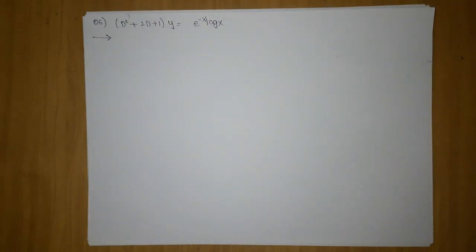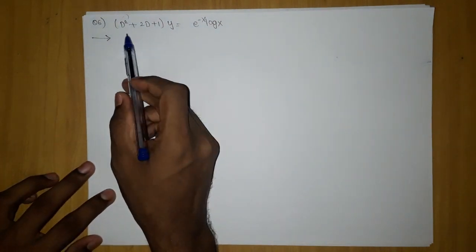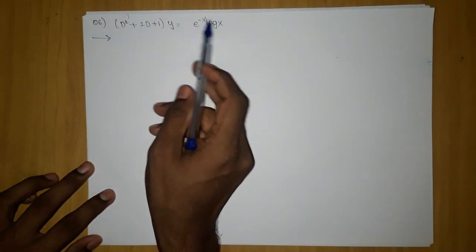The question is as follows: (D square plus 2D plus 1) y equals e to the power minus x log x. So here you can see a combined function. Now this question is actually not of this type, but they can give you such a question in between to test whether your concept of previous things is clear or not.